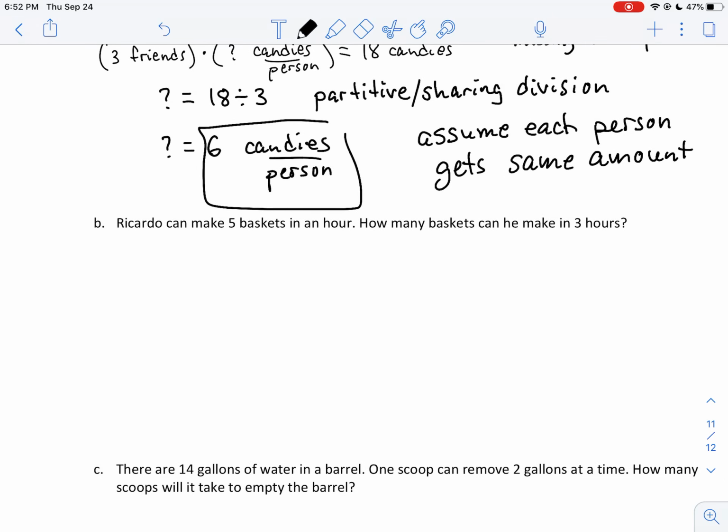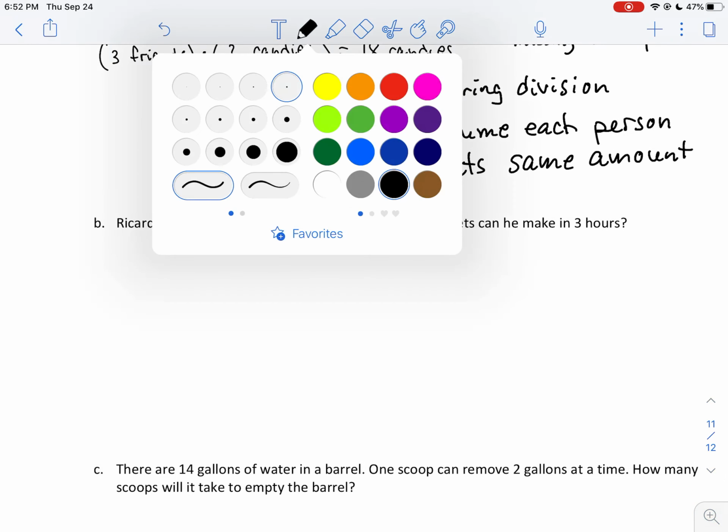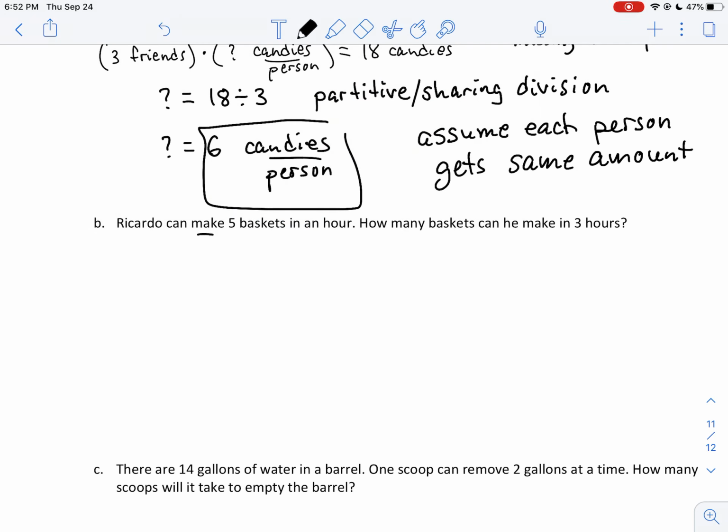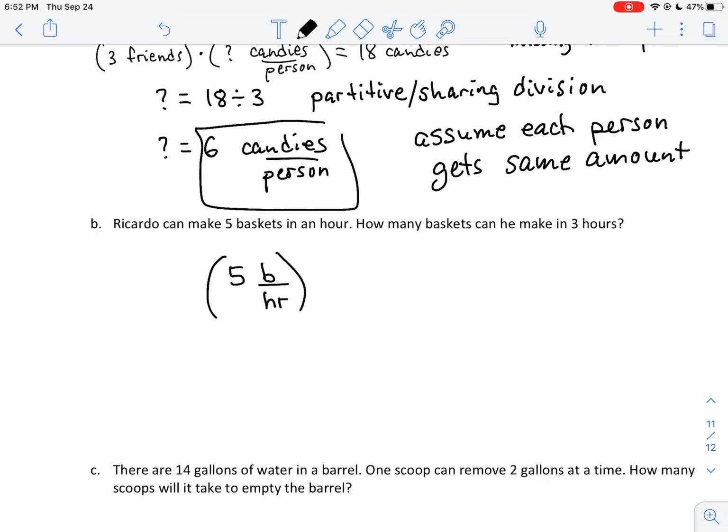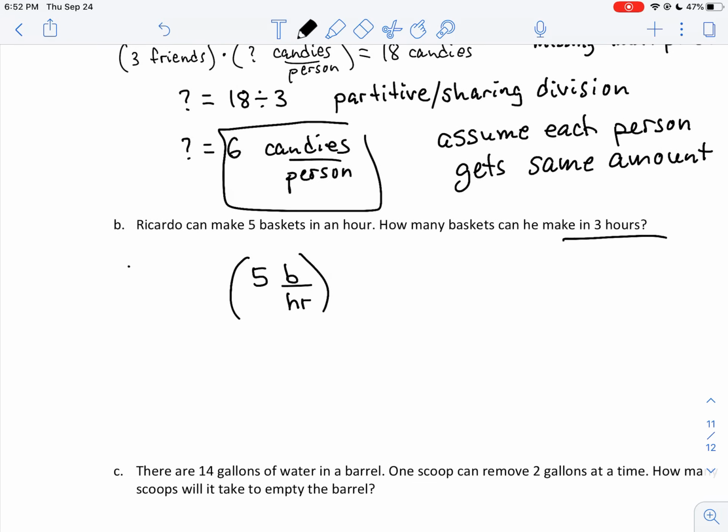Number B, Ricardo can make 5 baskets in an hour. How many baskets can he make in 3 hours? All right, so 5 baskets in an hour, that's a per hour situation. That's a multiplicand. It's a 5, we'll say B per hour, 5 baskets per hour. And we want to do 3 copies of that because he's working for 3 hours. So this is a situation where we would be multiplying 3 hours times 5 baskets per hour, and we would get a total of 15 baskets.